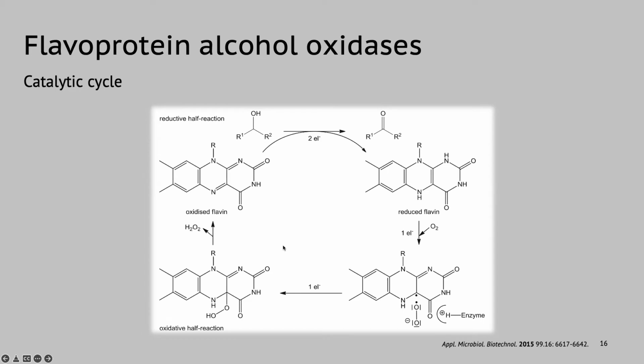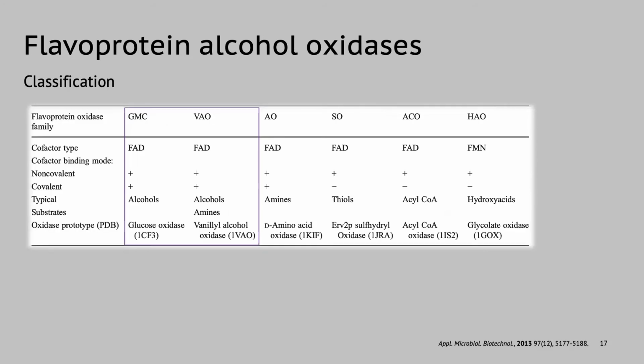stepwise single electron transfer via the oxidative half reaction, which requires triplet oxygen, as it is a spin-forbidden reaction. Dioxygen acts as single electron acceptor and forms a superoxide stabilized by a positively charged histidine residue here. And then another single electron transfer yields a covalent hydroperoxyflavin intermediate, which eliminates hydrogen peroxide, and then we have the reformed oxidized flavin.